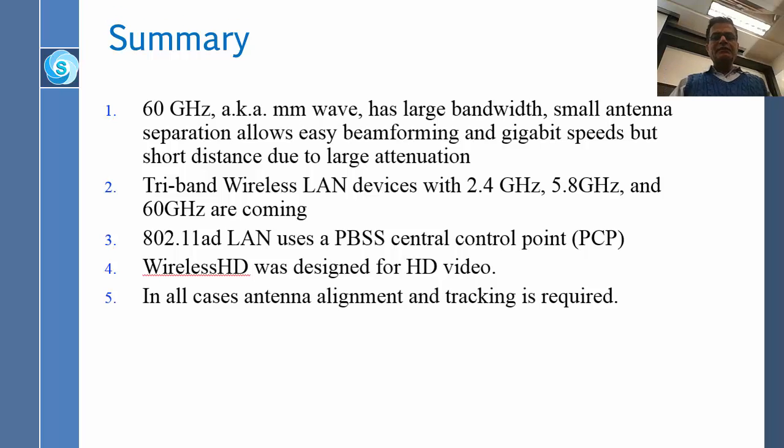All right, the summary of the whole chapter. 60 gigahertz, also known as millimeter wave, because as we said, 60 gigahertz is 5 millimeter. It has large bandwidth, very small antennas, so you can have lots of antennas, and you can use beamforming at very high speeds, gigabit. Then nowadays you can buy tri-band devices. So you can buy a router which has 2.4 gigahertz, 5.8 gigahertz, and 60 gigahertz. Actually, they are saying they are coming, but they've already come. I checked on Amazon, you can buy a tri-band.